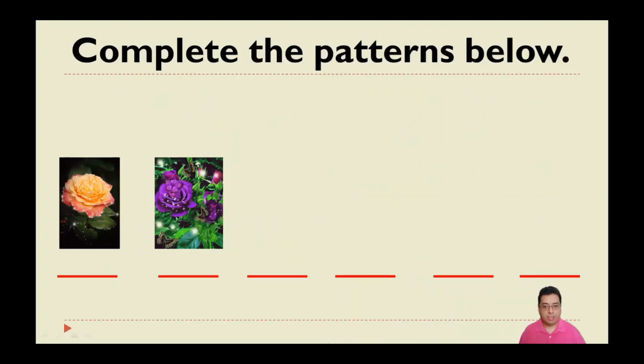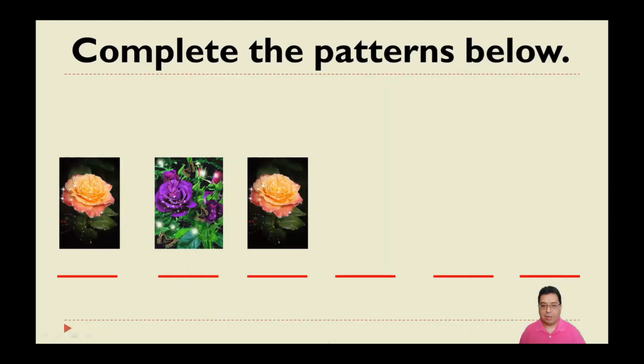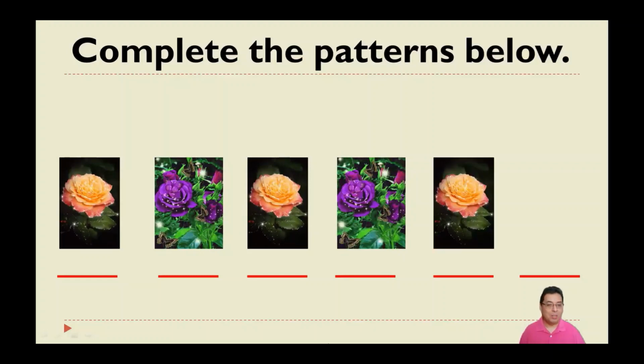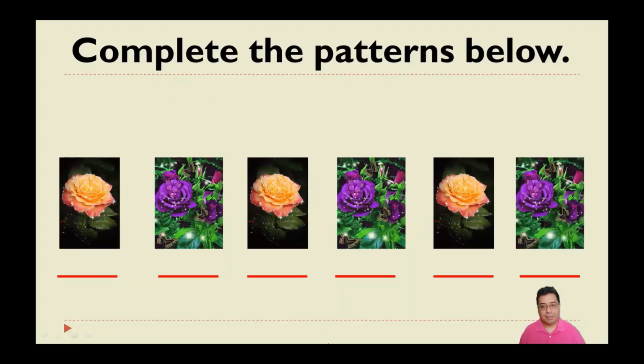So as you can see here, I've got an orange flower and a purple flower, and we're just going to follow the pattern that it's starting here. So we have an orange flower and then a purple flower. What comes next? That's right, the orange flower. And then what's after that? The purple flower, and then what? The orange flower again, and then finally, yep, the purple flower.